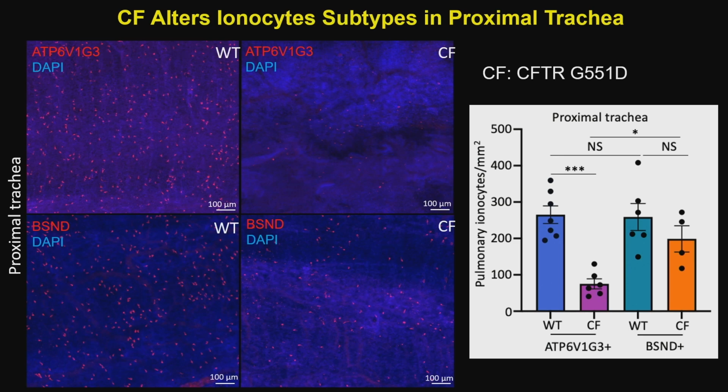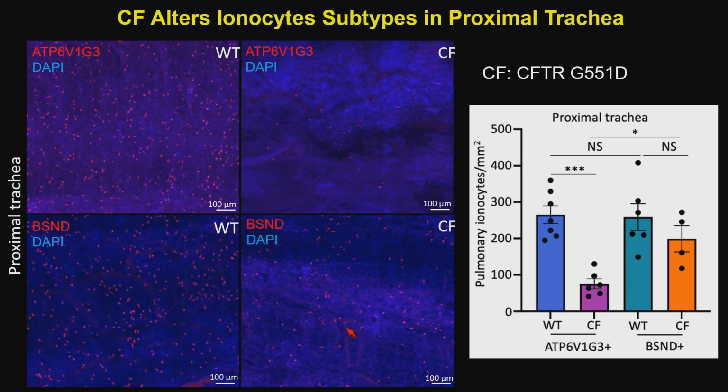In the wild type, using the ATP6V1G3 staining, if you compare the wild type to the CF, we can see the ATP6V1G3 staining goes away in a cystic fibrosis ferret. But by using the BSND staining, we can see the BSND positive ionocytes remain in the cystic fibrosis ferret.